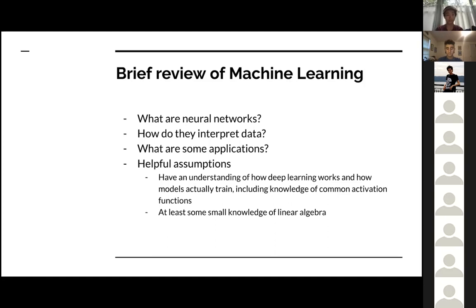Things include sentiment analysis, word summary, and prediction, because natural language processing is itself a very broad field, and we can tune different models to have different applications and to do well at certain tasks. So here are some helpful assumptions as we go throughout this talk. We have an understanding of how deep learning works and how models actually train, including knowledge of how activation functions work and how backpropagation works. And we'll have at least a small knowledge of linear algebra, just so we don't need to explain why words need to be vectorized.